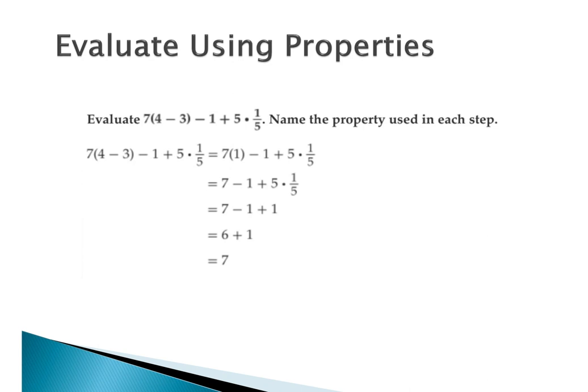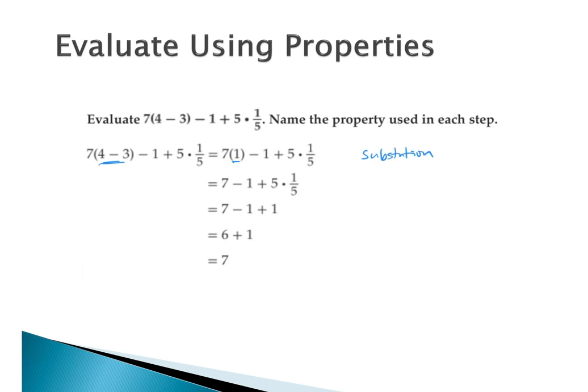But here we go. In our first problem, in our first step, we start off with 4 minus 3, and we end up with 1. If you read this entire expression, 7 times (4 minus 3) minus 1 plus 5 times 1/5, the only thing changing from this statement to this statement is inside the parentheses. So the reason why we go from 4 minus 3 to 1, here's the weird one, the exception. This is actually substitution.